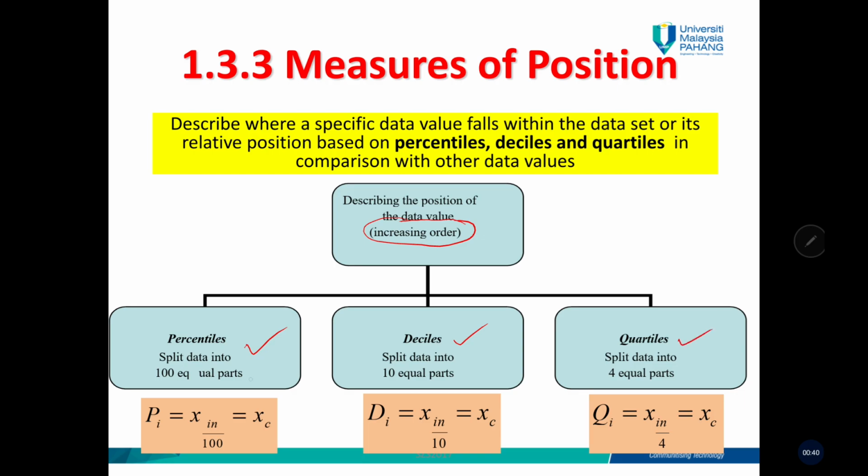Percentile splits data into 100 equal parts denoted by PI. Decile splits data into 10 equal parts, which is denoted by DI, while quartiles split data into 4 equal parts denoted by QI.